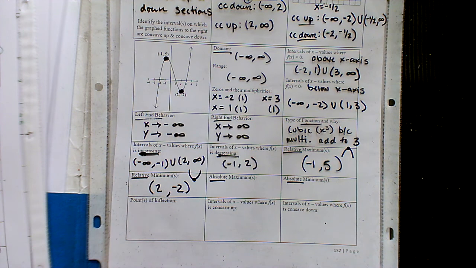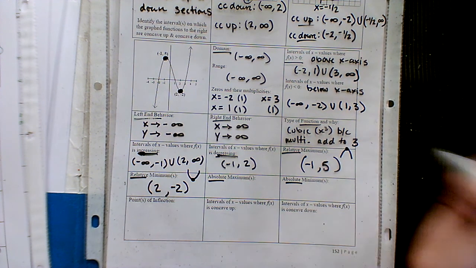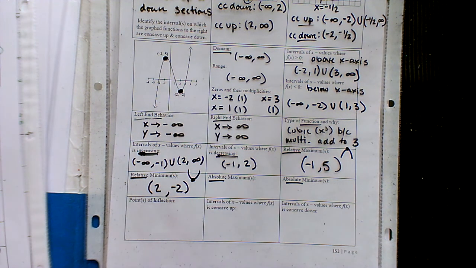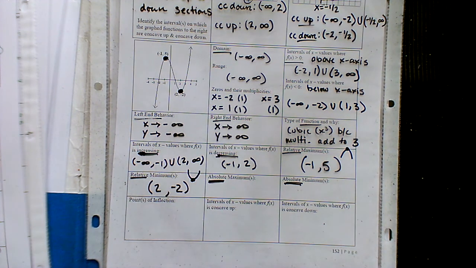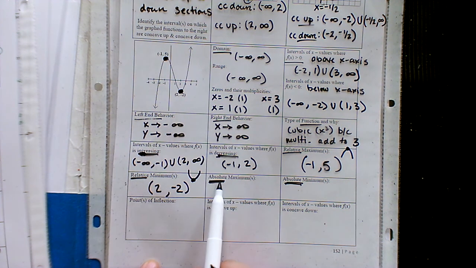All right, so relative maxes and mins are points, and we're just looking for any high point or any low point. Okay, as long as it's at the top of a hill or the bottom of a valley, we can classify those. Absolute, on the other hand, are the highest point or y value or the lowest point or y value. So we're looking for the highest and lowest heights.